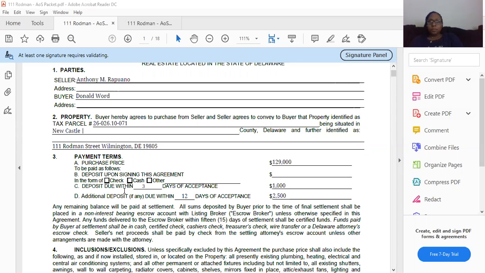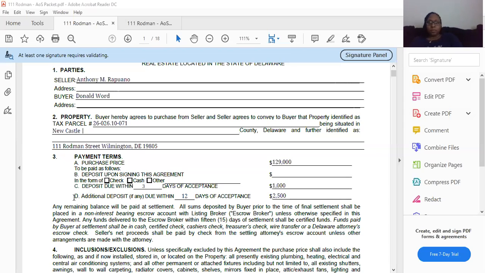So the list price on this property was 125. So they came in over. Even though this line is part of B, I always check off that it's a check because 99.99% of the time it's going to be delivered as a check. If it is a money order like being talked about, I would specify that. And then it's due within 3 days of the acceptance. So they have to have that check delivered to our office within 3 days of acceptance.